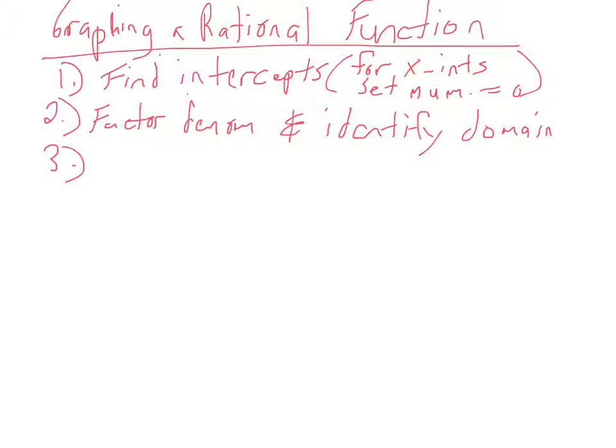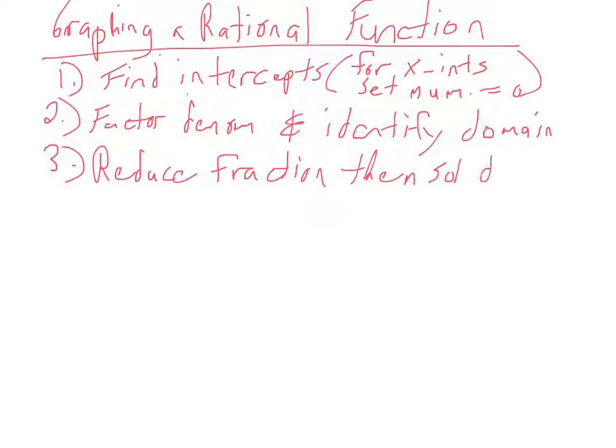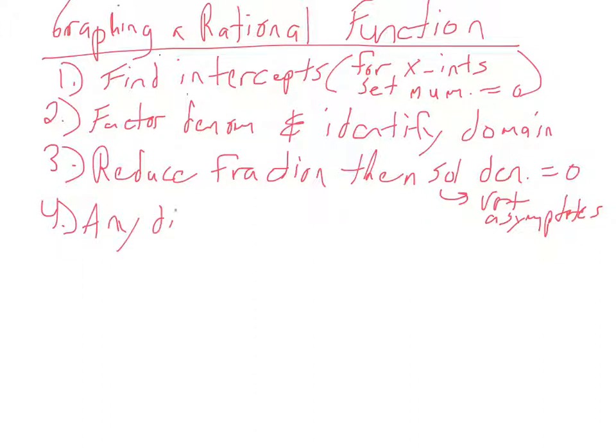Number three, reduce the fraction by canceling if you can, and what's left over in the denominator, the solution to the denominator equaling 0 gives you your vertical asymptotes, right? Number four, any discontinuities that cancel are point discontinuities.